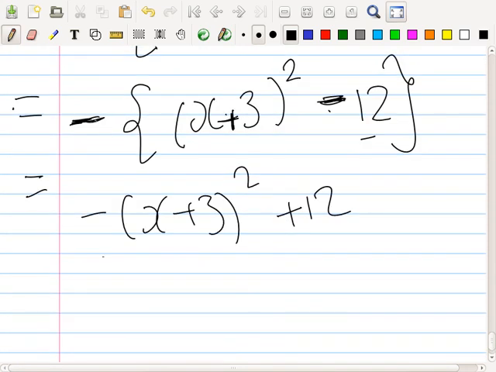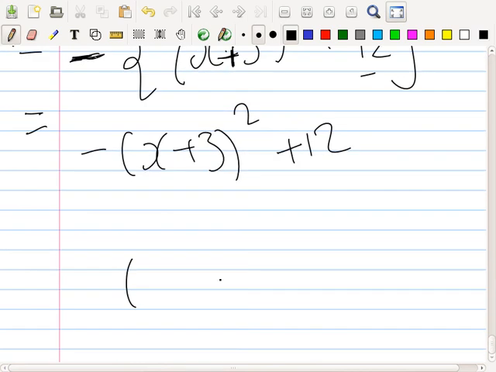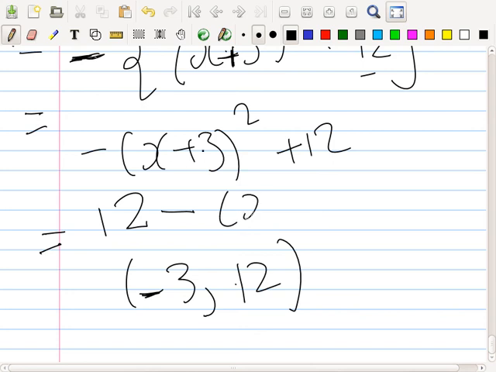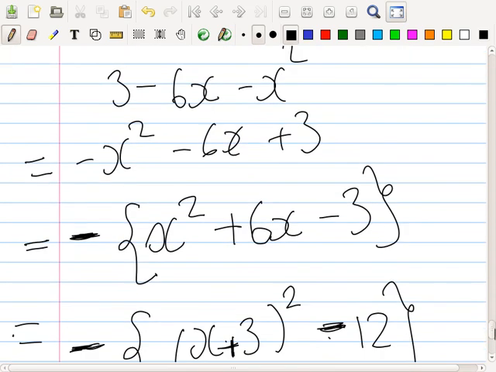So my point is going to be, what's my point? Minus 3 and 12. No, this was read another way, the 12 at the first. Oh, okay. Yeah, it's the same thing then. If you want to write it as 12 minus x plus 3 squared, that's exactly the same. If that was the exam, I'd still give you full marks. So don't worry too much about that.